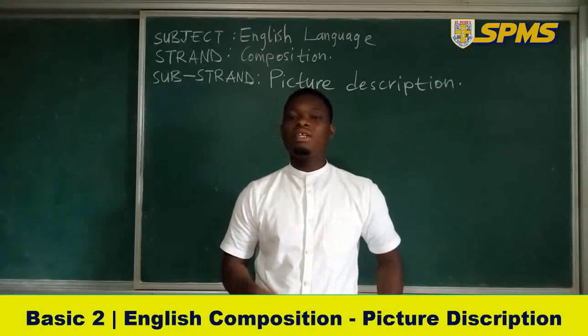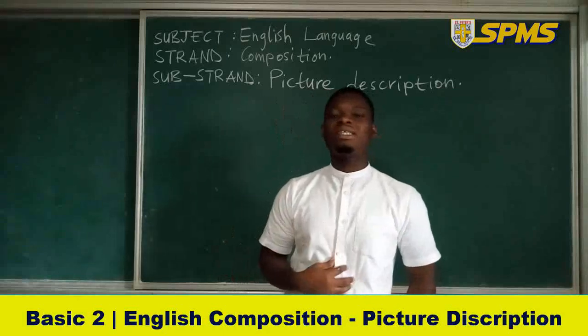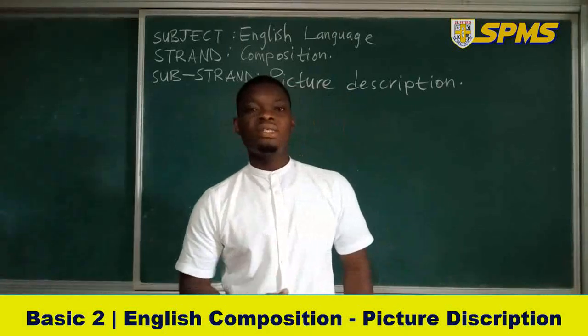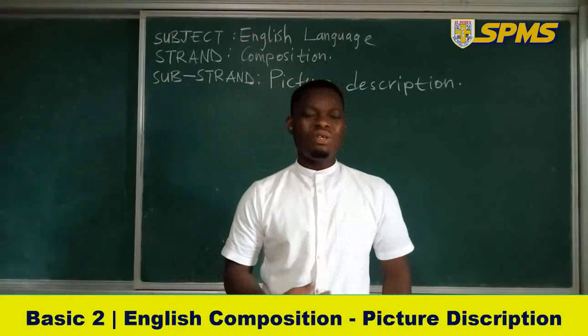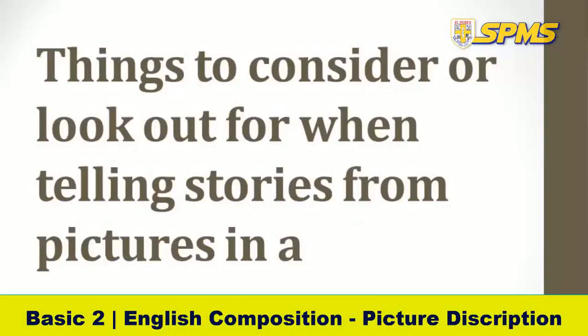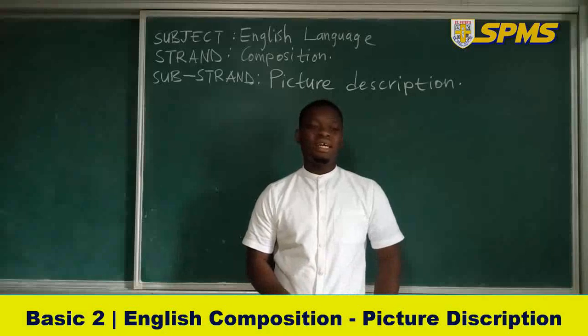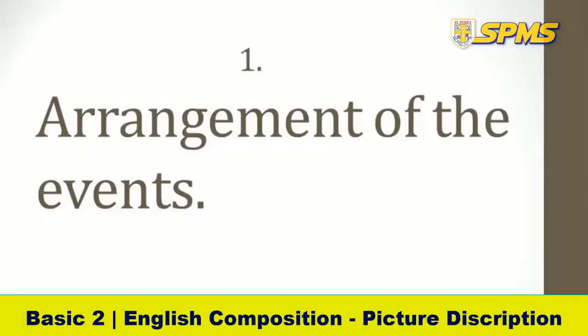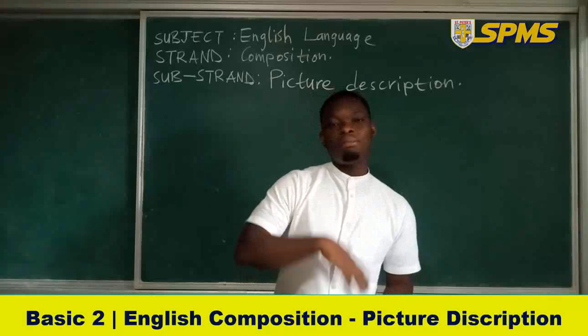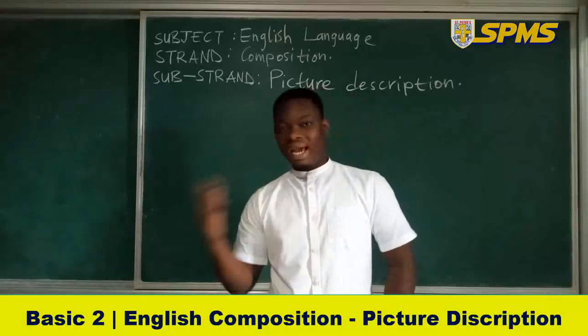Okay, so just as I told you at the beginning of the lesson, we are going to be looking at how we can tell stories or describe pictures. Let's look at the things we should look out for when we are telling stories from a picture in sequence. The first one is the arrangement of events, how the events have been arranged. Sometimes they've been mixed up, so you need to look at them critically and find out which one comes first, which one comes after it, and the following one to the last one.